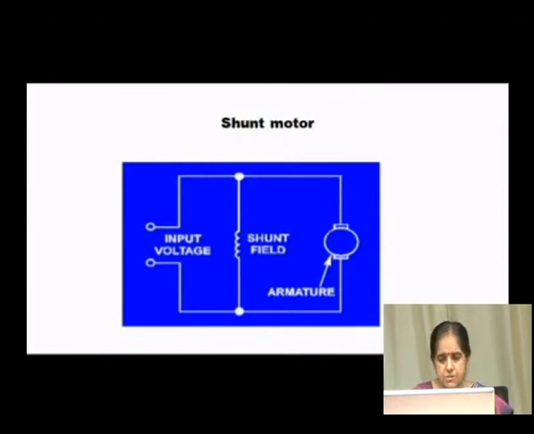So what do you mean by a shunt motor? This is the armature, and this shows the conductors in the field winding. So this is the field winding and this is the armature structure. If the field winding is connected in parallel with the armature conductors, then that type of motor is known as a shunt motor. Whatever the input voltage is, across that input supply the shunt field winding as well as the armature winding are both connected in parallel. So if the shunt field winding is entirely in parallel with the armature windings, that configuration is known as shunt motor connection.